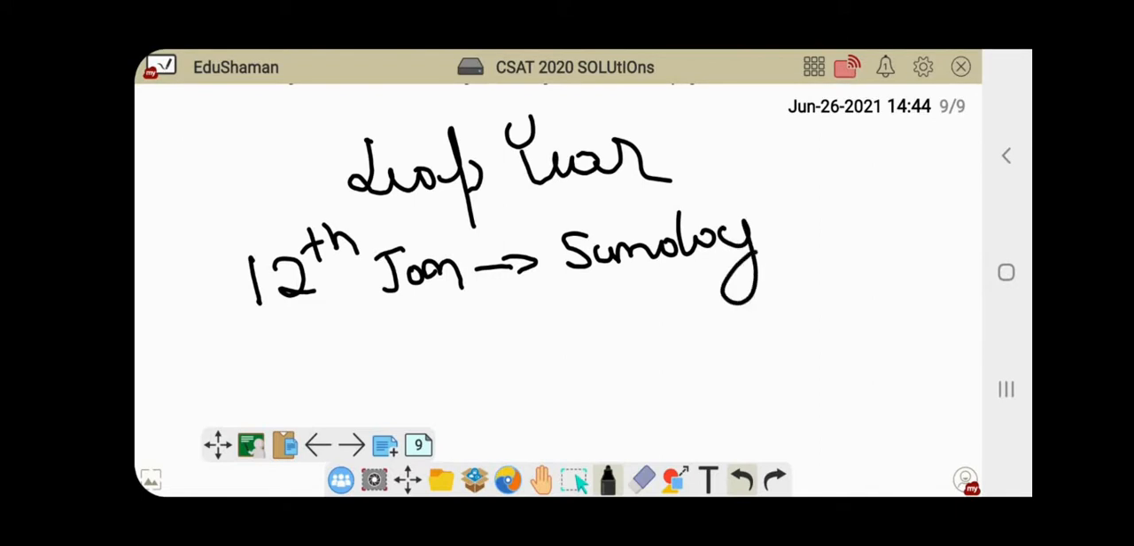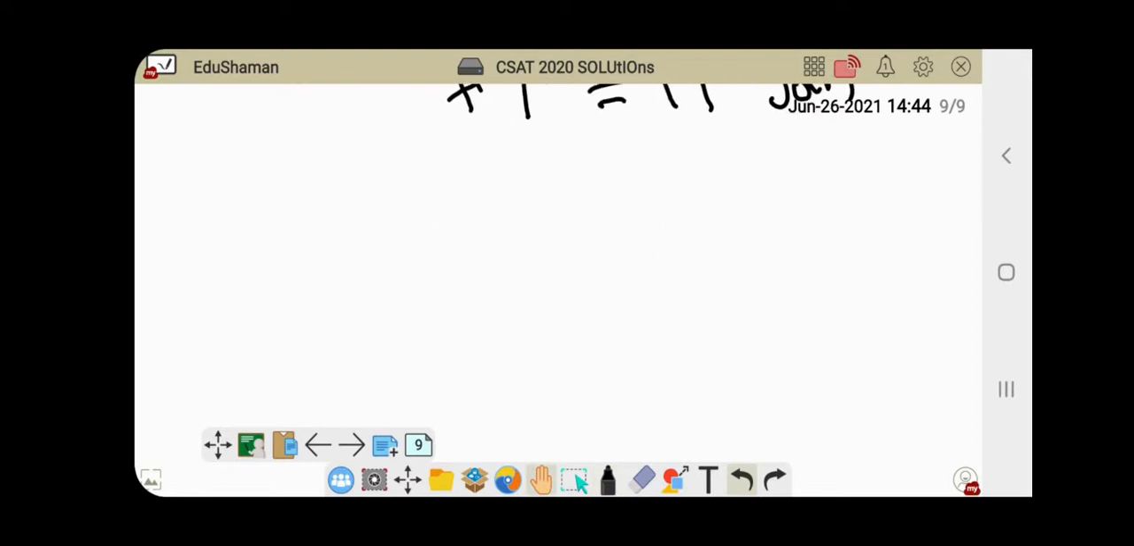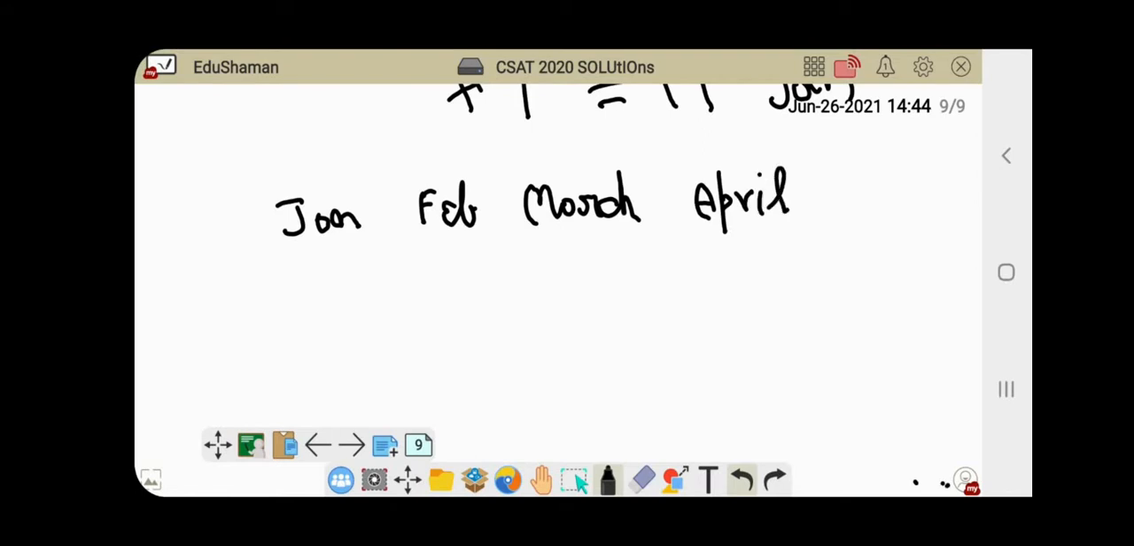See, supposing today is 12th of Jan. So when would the next Sunday fall? The next Sunday would fall on 12 plus 7 is equal to 19th Jan, right? So you agree with that. So let's count the months. Let's write down the months which come between Jan and July. So here I am in Jan, then Feb, then March, April, May, June and July.